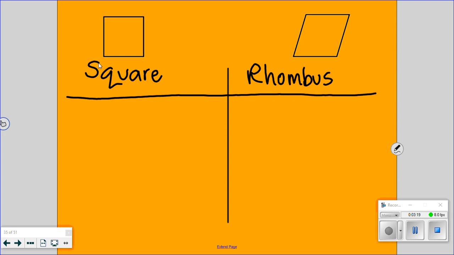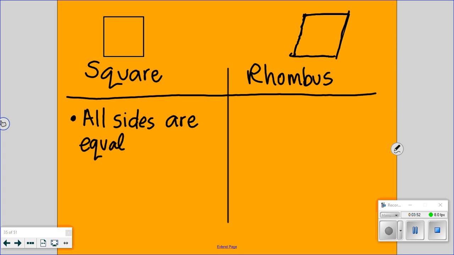It's going to be similar to a parallelogram, where I like to make the top and bottom first, and then connect them. All right, first things first, we just talked about how both of these have the same attribute of all 4 sides being equal. So underneath square, we're going to write all sides are equal. And we're going to do the same thing for rhombus. We just learned that. Both of those have that as an attribute.